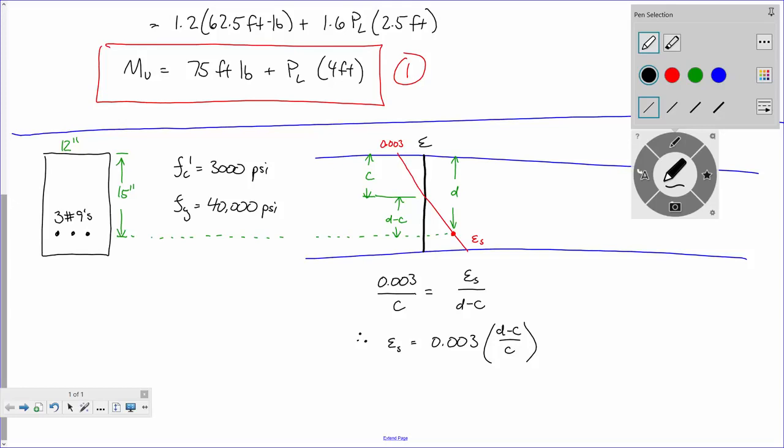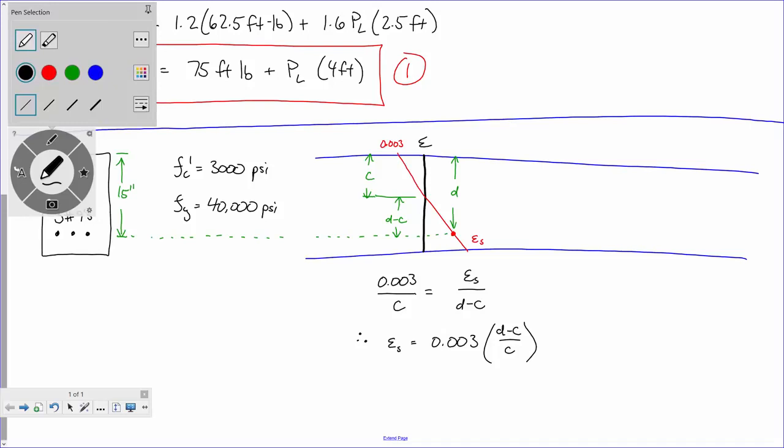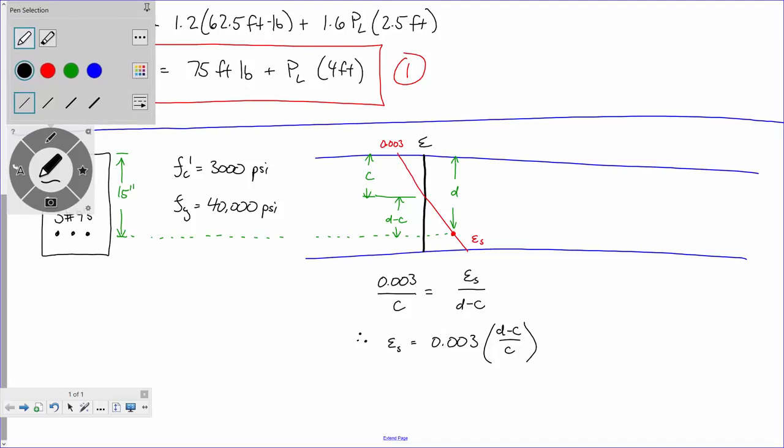The phi value. Remember, if the strain in the steel is above a certain value, that means the beam will behave in a ductile fashion, and therefore we can achieve a resistance factor of 0.9. Tension control. Remember that? All right. Now that's our strain profile. Now, this is bringing it back, isn't it? Y'all remember this?